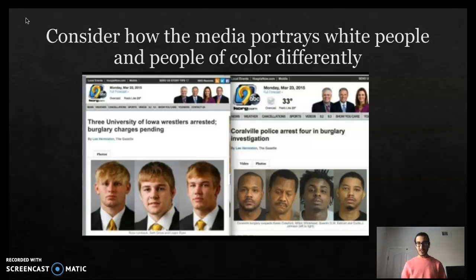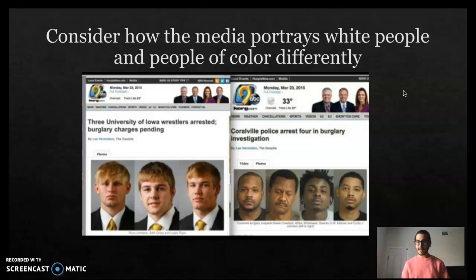And then the pictures. Instead of using their mugshots when these 3 men were arrested, we're using what appears to be photographs that were likely taken from the university, maybe for the wrestling homepage, or perhaps some other prestigious organization, they're wearing jackets, shirts, and ties. And then on the image on the right here, we have the mugshots of these 4 African American men who were arrested for the exact same crime, right?